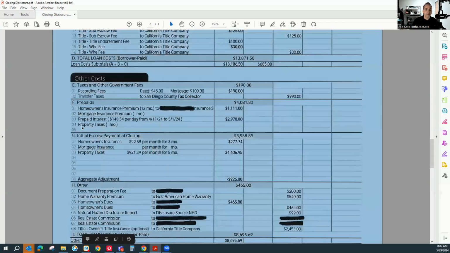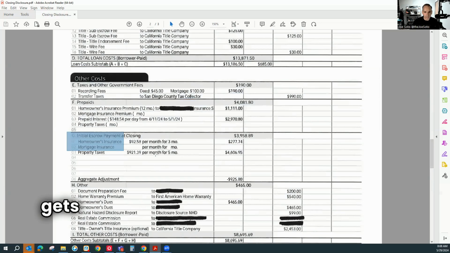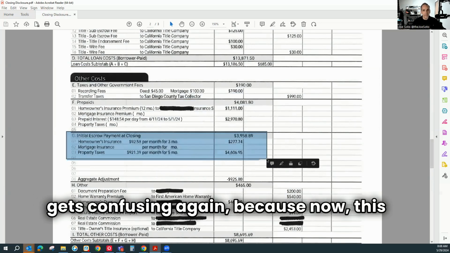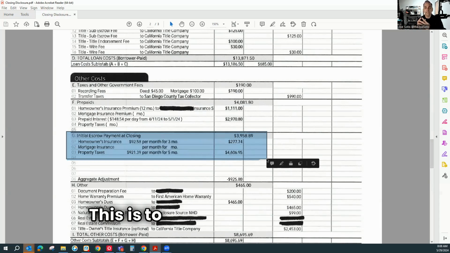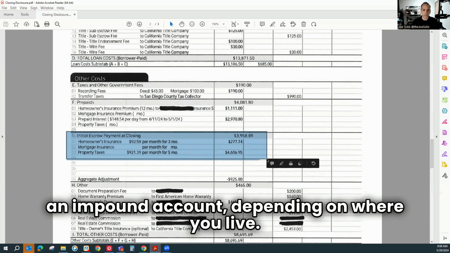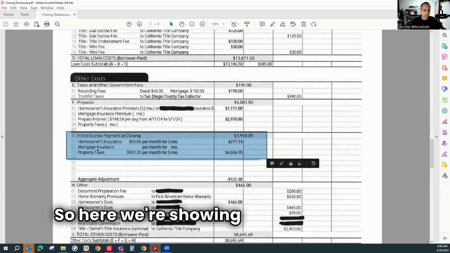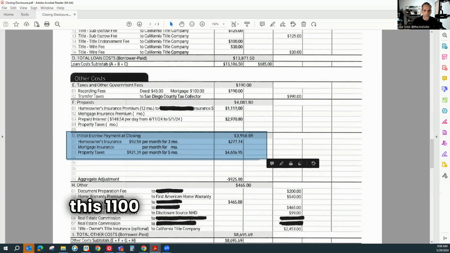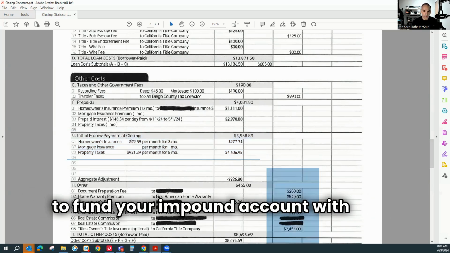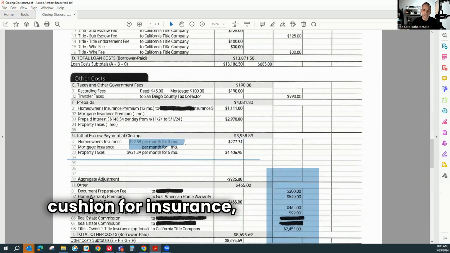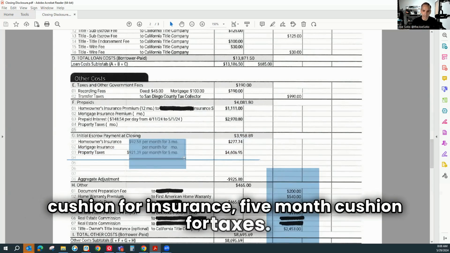Okay. Down here in box G is where it gets confusing again, because now this is to set up your escrow account, right? This is to set up your account for your future taxes and insurance, also known as an impound account, depending on where you live. So here we're showing that in addition to this 1100 that you've paid, you're also going to fund your impound account with 3-month cushion for insurance, 5-month cushion for taxes.